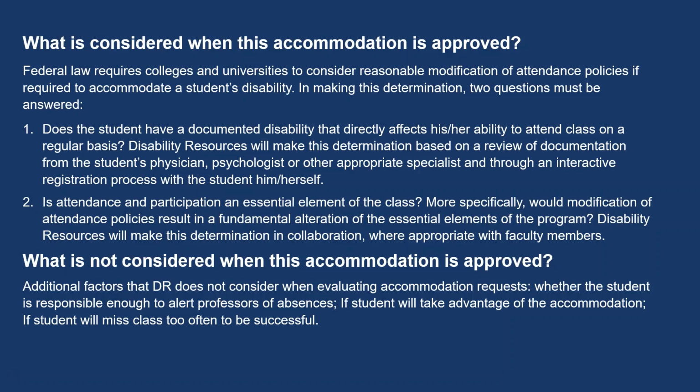What is not considered when this accommodation is approved? Additional factors that DR does not consider when evaluating accommodation requests: whether the student is responsible enough to alert professors of absences, if students will take advantage of the accommodation, if the student will miss class too often to be successful.